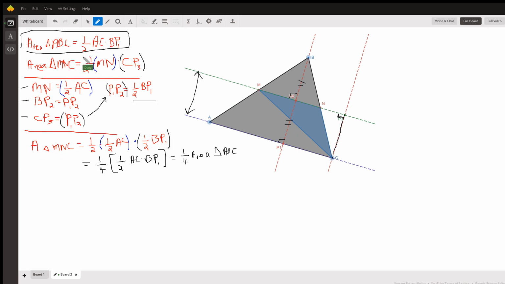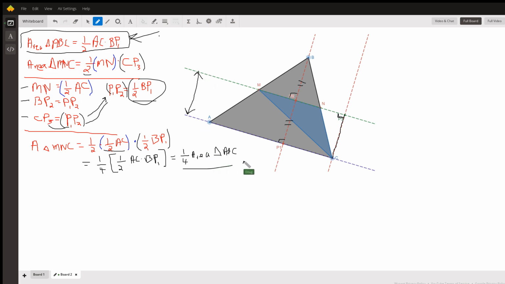So we're going to take the formula for the area of triangle MNC and do some substitutions. Here's the 1/2 from the formula for the area. MN is 1/2 AC. That's a substitution. CP3, this is like the transitive property, we went to here, equals 1/2 BP1. And now if I take two of these halves out front and leave 1/2 AC times BP1, that's the formula for the area of triangle ABC.